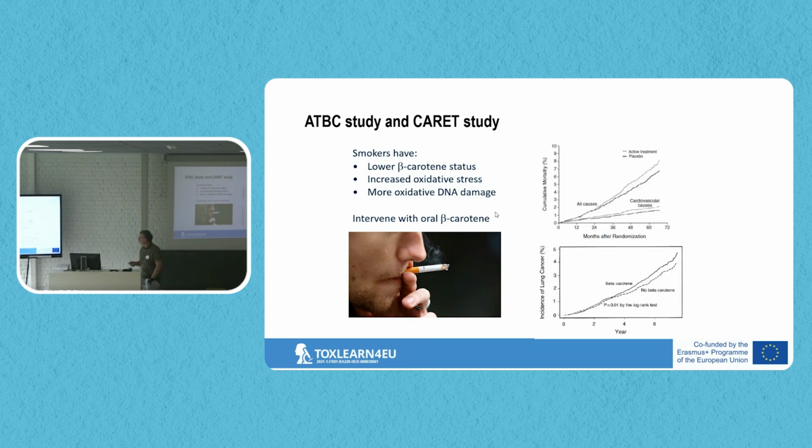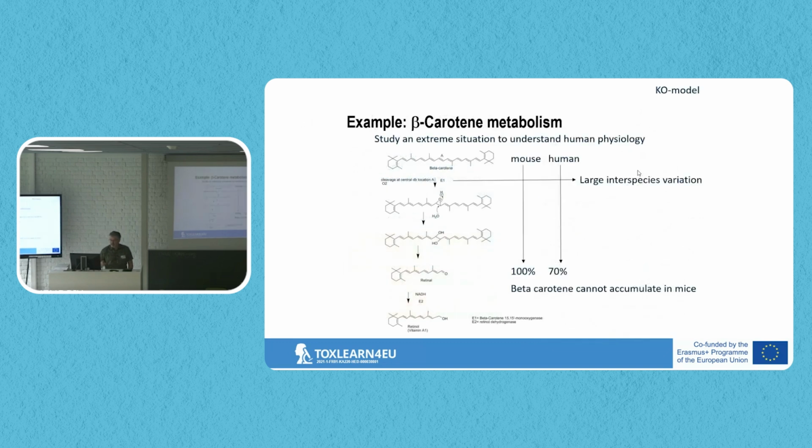What eventually turned out is, so this is mortality, and this is the lung cancer incidence. What you see is that those who got the beta-carotene had a higher mortality and a higher lung cancer incidence. So it actually did the opposite of what we expected. These 2 trials were stopped immediately when they did an intermediate analysis and found this inverse effect. Well, that's of course something that's not nice. So we wanted to see what's going on there.